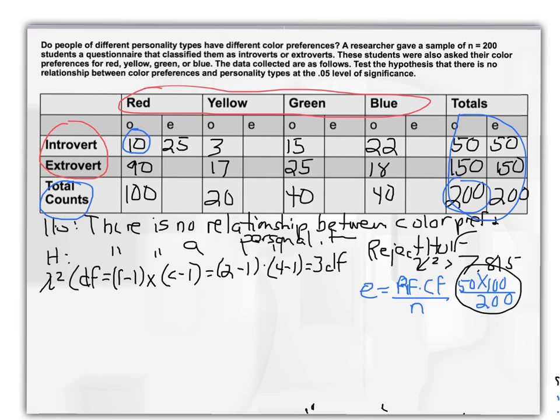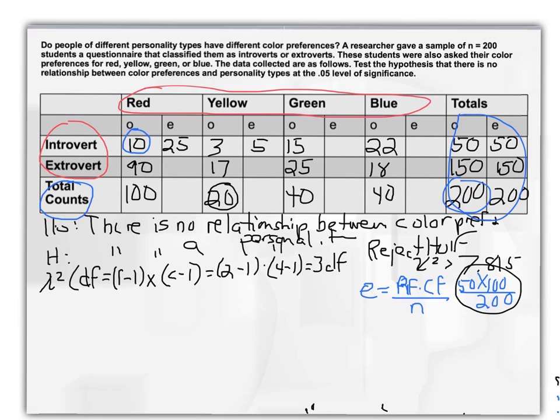And now I use that same process for every cell to compute my expected frequency. To find out the expected frequency of introverts who are choosing yellow, I multiply 50 times 20, which is 1,000, and I divide by 200, and that will give me 5.